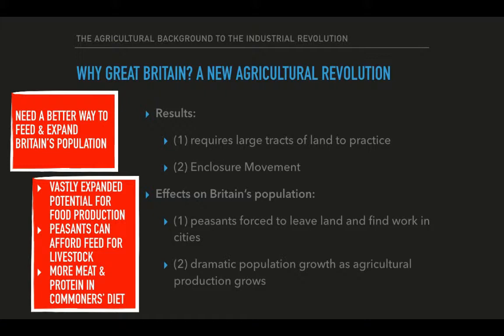First of all, the enclosure movement drove many people off their lands, forcing them to flock to the cities in search of homes and jobs. And also, this new kind of agriculture doubled food production, leading to dramatic population growth in England in the 1700s. Now, the combination of population growth in the cities created the labor supply for Britain's textile mills when the Industrial Revolution began.